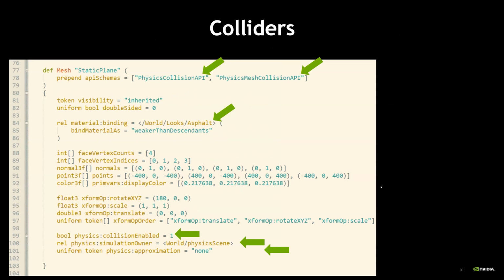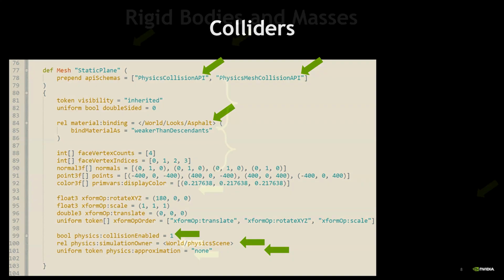Okay, so the first thing you want to do is mark up your scene with what different things should collide in the world. In USD, you have meshes, like this static ground plane. You can mark it up with an API schema, so you can tag it as being a physics collider. Then you can toggle whether that collider is enabled, and you can assign it to a physics scene, which is basically a relationship or reference to a physics scene. And that's pretty much it. From that point, this mesh is going to participate in the physics simulation.